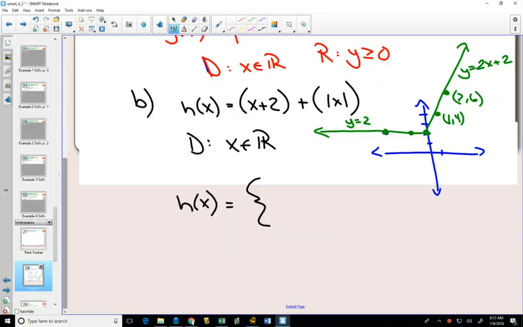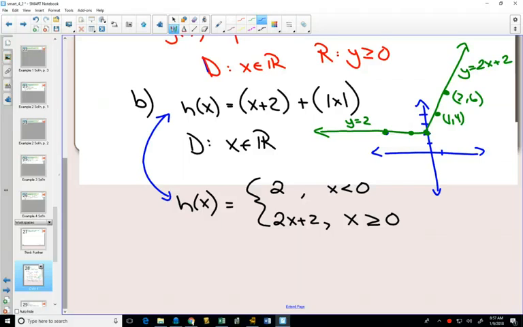So what would that look like? This graph is equal to 2 when x is less than 0, and it's equal to 2x plus 2 when x is bigger than or equal to 0. These 2 equations mean the same thing, just written in 2 different forms. Now, we got those 2 equations by plotting all of our points and figuring out what it would look like.